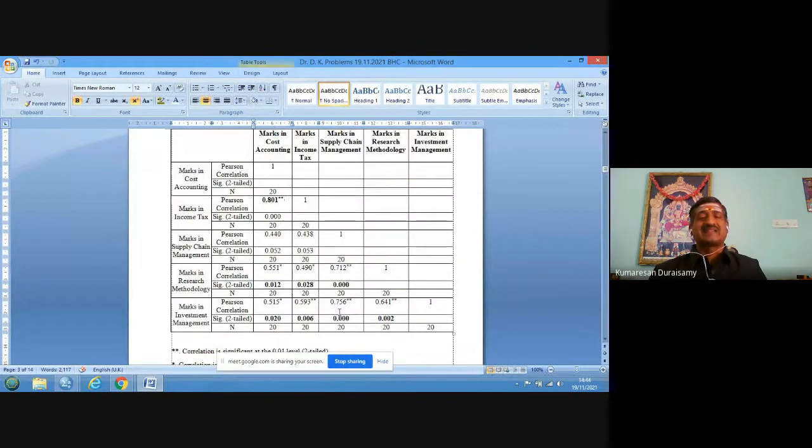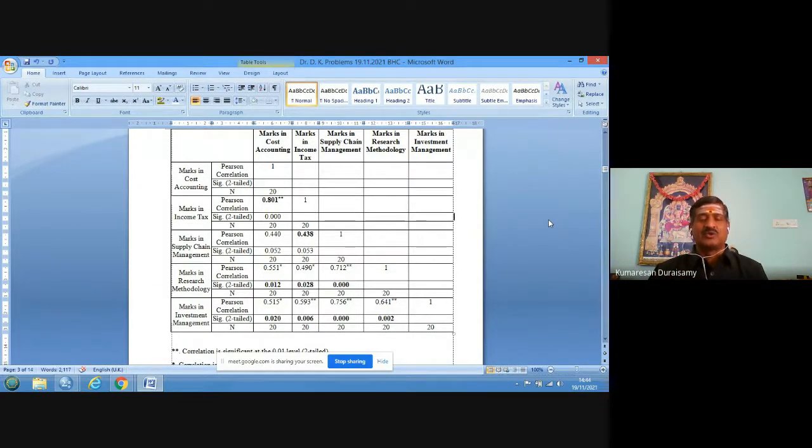And which is the least correlated? Look at this, 0.432. 0.432 is the least correlated one. That is income tax versus supply chain management. That means those who are good at income tax are not good at supply chain management, or vice versa. Those who are good at supply chain management are not good at income tax. That is what we can understand. So the correlation is not good among these two subjects.